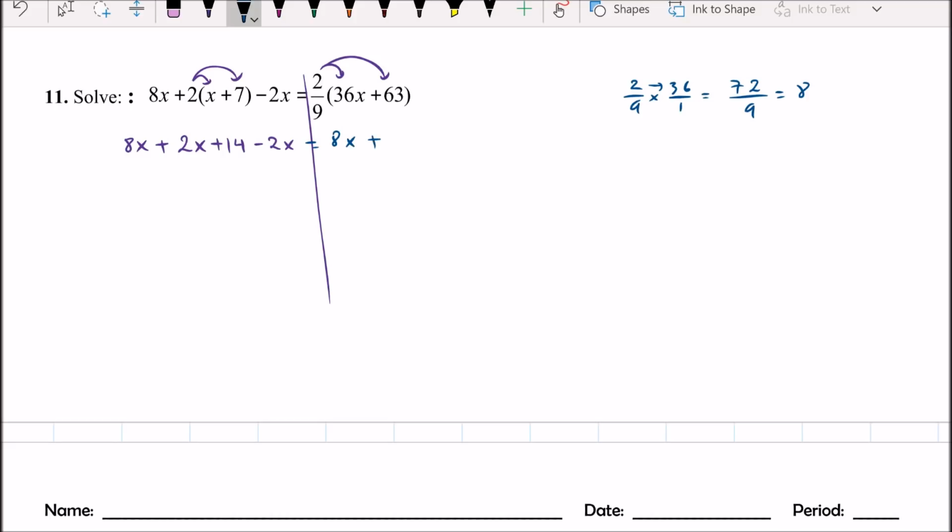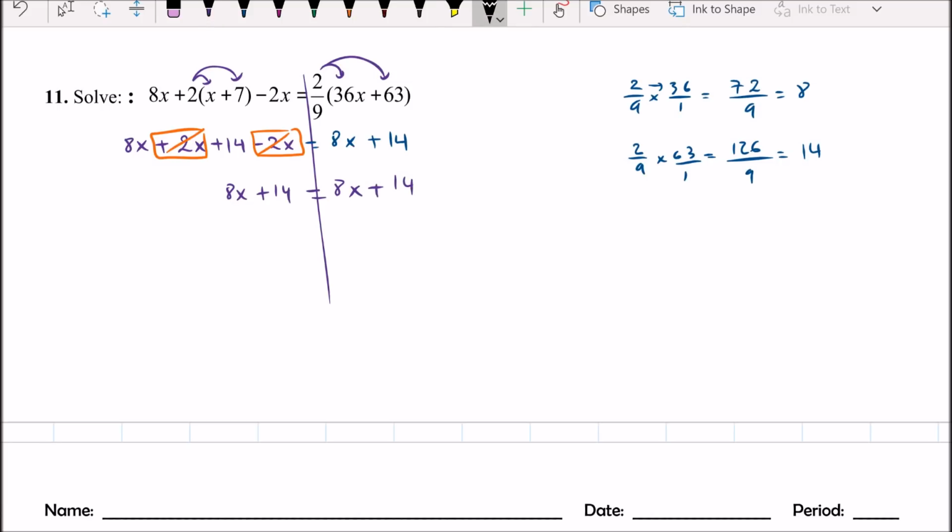That would be 2x plus 2 times 63, 126, divided by 9. That will get me 36 divided by 9, 4 is going to be 14. Alright, so our next step is combining like terms. So far I see that 2x and negative 2x cancel each other out. That leaves us with 2x plus 14 equal to 2x plus 14.